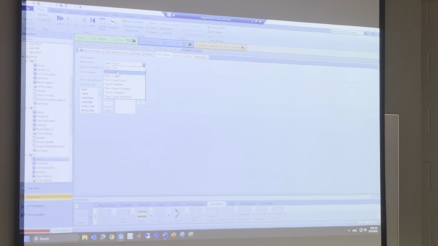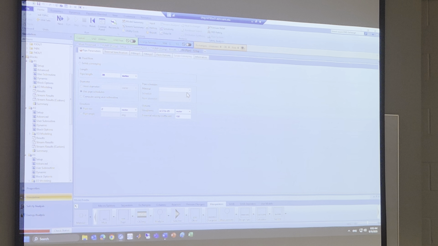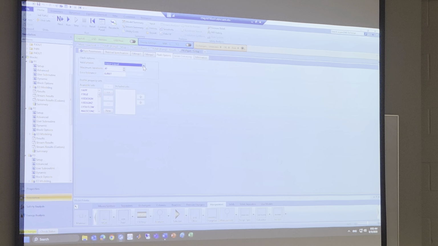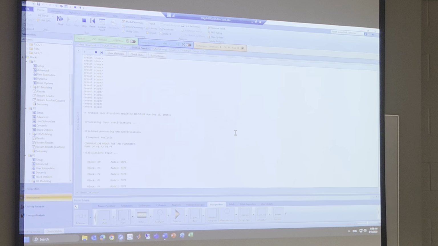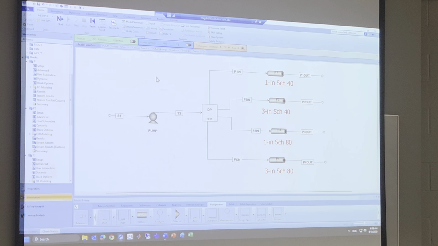Valid phases, liquid only. Fourth one, same as 30 meter. We are designing for 30 meter lengths. Carbon steel, schedule 80. 3 inch schedule 80. Flash options, liquid only. Let's try to learn the simulation. Okay, we got no errors. One warning. Okay. Binary parameters are missing.